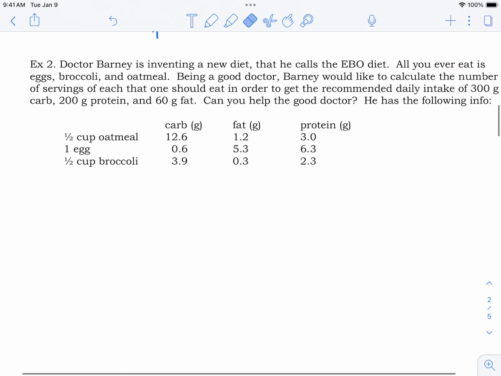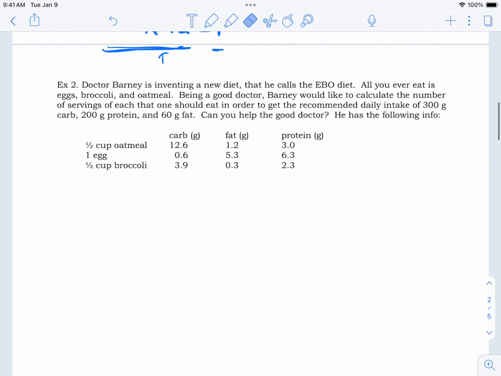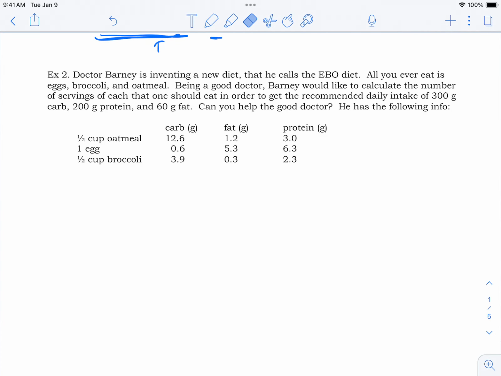Being a good doctor, Barney would like to calculate the number of servings of each that one should eat because you're supposed to get, according to Google anyway, 300 grams of carb every day, 200 grams of protein every day, 60 grams of fat every day. So you want to make sure you're getting your minimum number of your macronutrients. You don't want to give somebody a diet that's going to screw them up that bad, right?